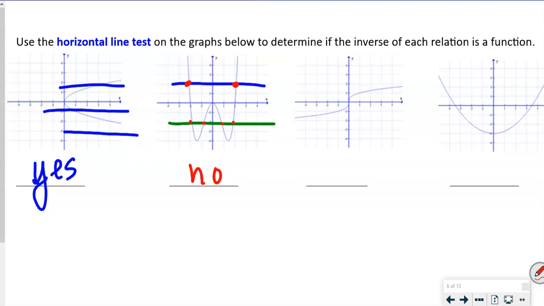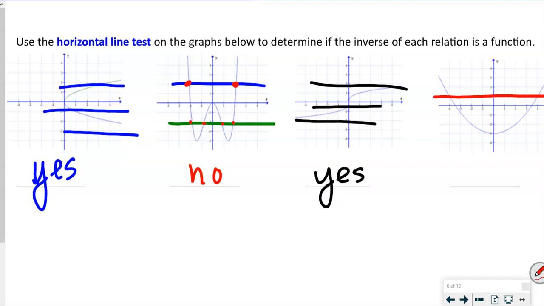The next one, it doesn't matter where I draw a line. Any place I draw the line, it only intersects once, so this is a yes. And again, this last one over here, if I draw a horizontal line there, it intersects twice. And obviously, if I drew it in multiple other places, it would also intersect twice. So again, this is no, because it does not pass the horizontal line test.